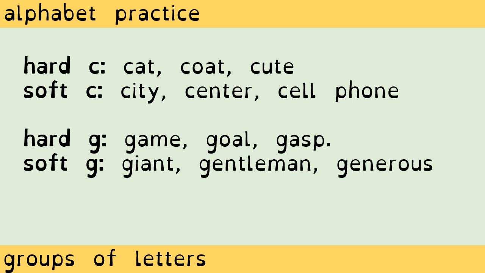The letter G follows a similar rule. The hard G appears at the beginning of the words game, goal, gasp. The soft G sounds like a J sound, before the vowels E and I. Giant, gentleman, generous. Like the rule for soft C, look for the letters E and I after the G.